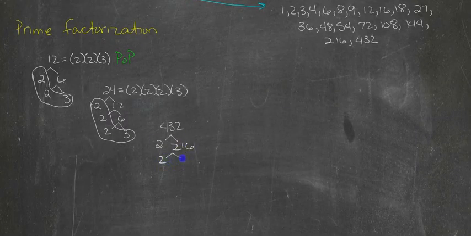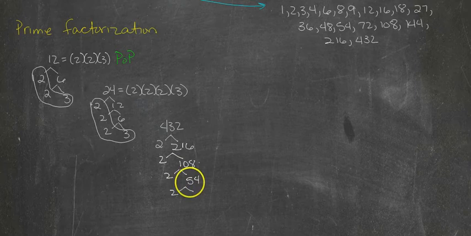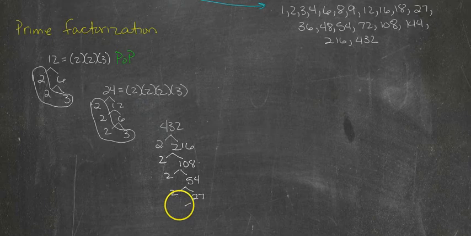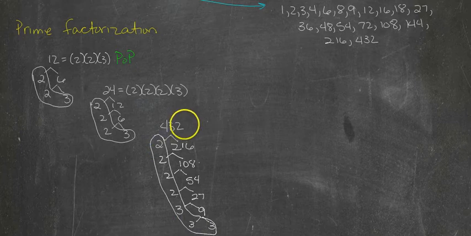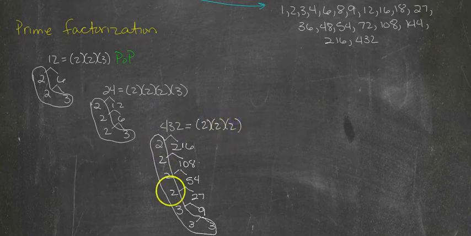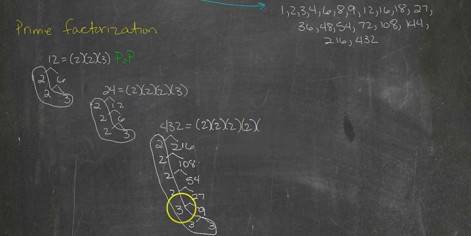Which divides by 2, leaving 108, which divides by 2, leaving 54, which divides by 2, leaving 27, which divides not by 2, but the next smallest prime is 3, leaving 9, which divides by 3, leaving 3, and last, 3 is a prime. So now my hockey stick is right here. You don't have to draw the hockey stick, by the way. And so if I wrote the prime factorization of 432, that would be 2 times 2 times 2 times 2, 4 2's, times 3 times 3 times 3, 3 3's.